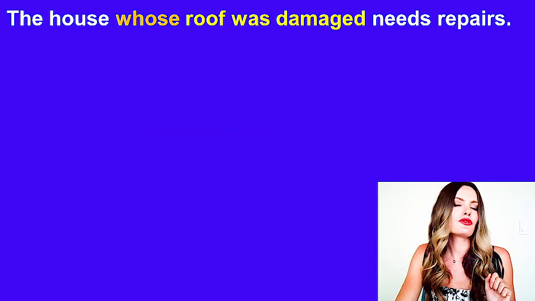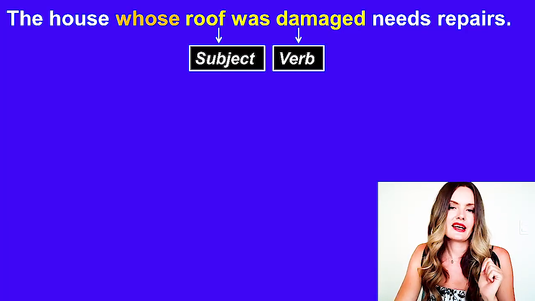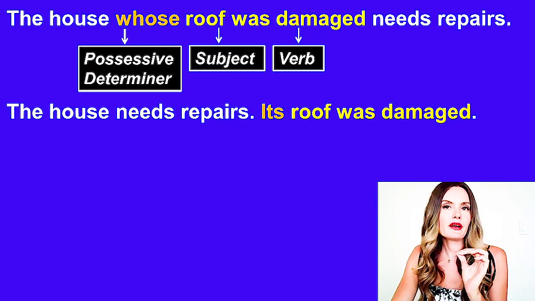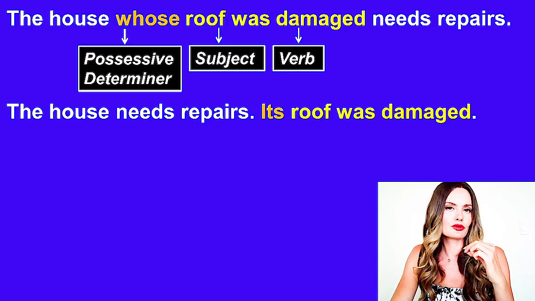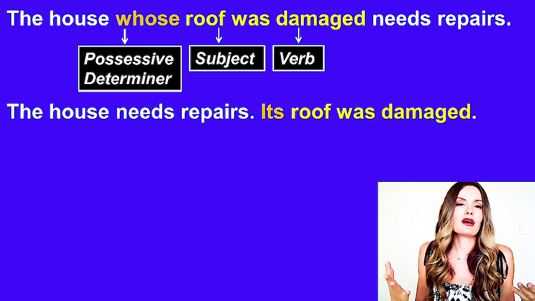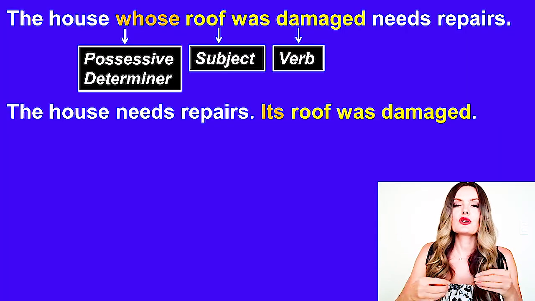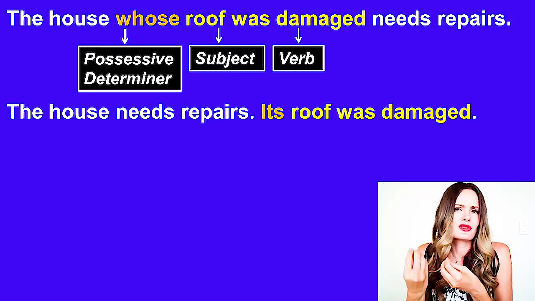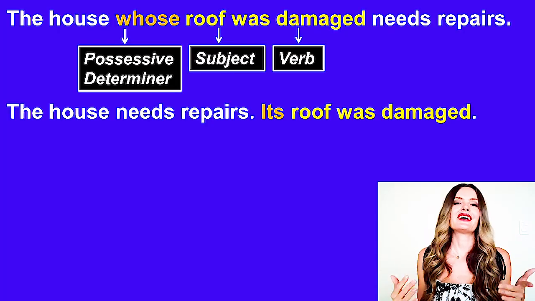The house whose roof was damaged needs repair. Roof is the subject, was damaged is the verb, whose is the possessive determiner. The house needs repairs. Its roof was damaged. Whose roof? Its roof. So you can see we can use the relative pronoun whose even when we are talking about things. We are talking about the house. The house is the thing. And we still can use whose when we show possession. So whose roof? The house's roof, right? The house whose roof was damaged. Great job. We are done with whose.